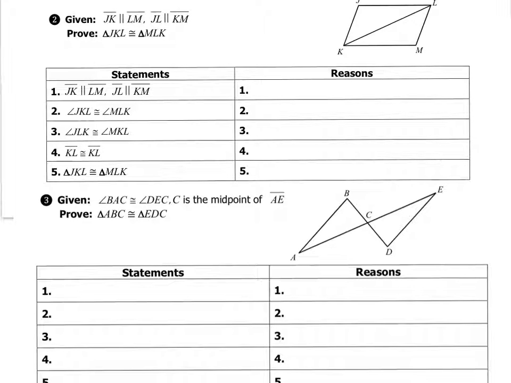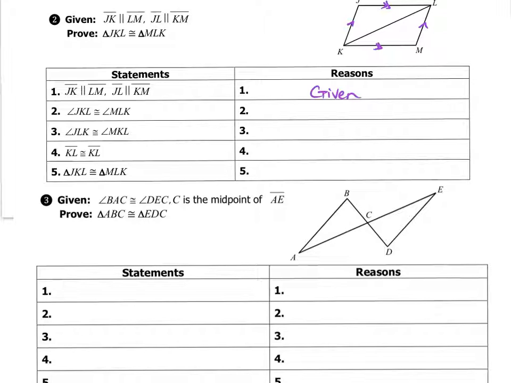Second example here, I have two parallel lines. That's given. So let's mark it on the diagram. JK on the left and LM are parallel, and JL and KM are parallel. Oh, I'm sorry, wrong markers. I was thinking about congruent. Parallel lines get a little arrow, and then we use two arrows to indicate the second pair.